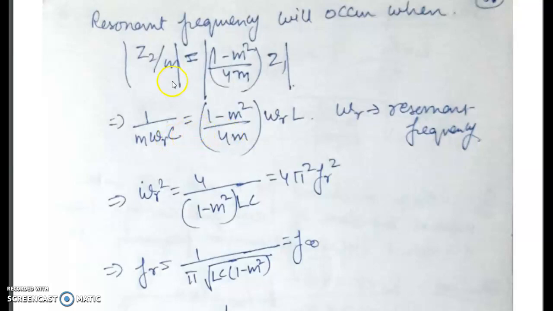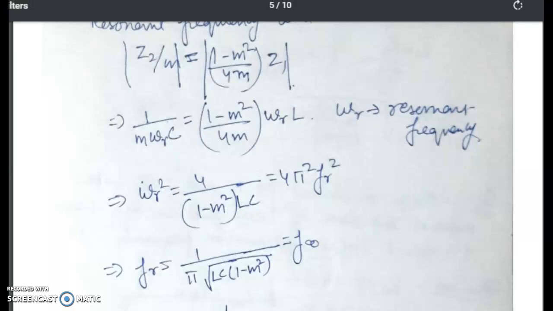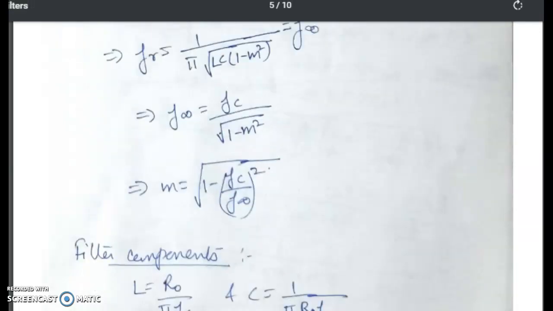When we equate these impedances, we see that omega r square is equal to 4 upon 1 minus M square into LC, and omega r can be written as 2 pi f, so 4 pi square fr square. That means resonant frequency is equal to 1 upon pi under root LC 1 minus M square, which is also known as the frequency of maximum attenuation.